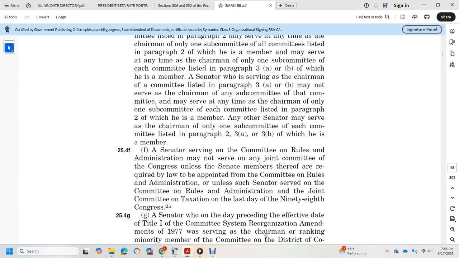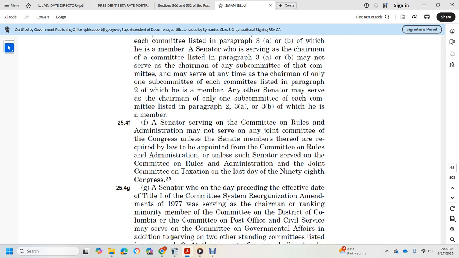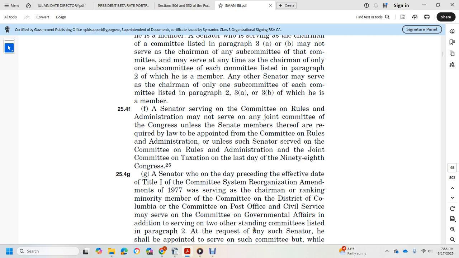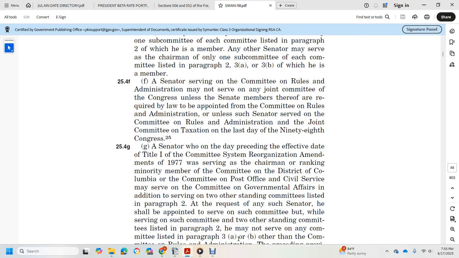A senator who, on the day preceding the effective date of Title I, Committee System Reorganization Amendments of 1977, was serving as chairman or ranking minority member of the Committee on the District of Columbia or the Committee on Post Office and Civil Service may serve on the Committee on Governmental Affairs. In addition, he will serve on 2 other standing committees listed in paragraph 2. But at the request of any of the senators, he shall be appointed to serve on such committee, but will serve on such a committee with the 2 other standing committees listed in paragraph 2. But he may not serve on any of the committees listed in paragraph 3A and B.